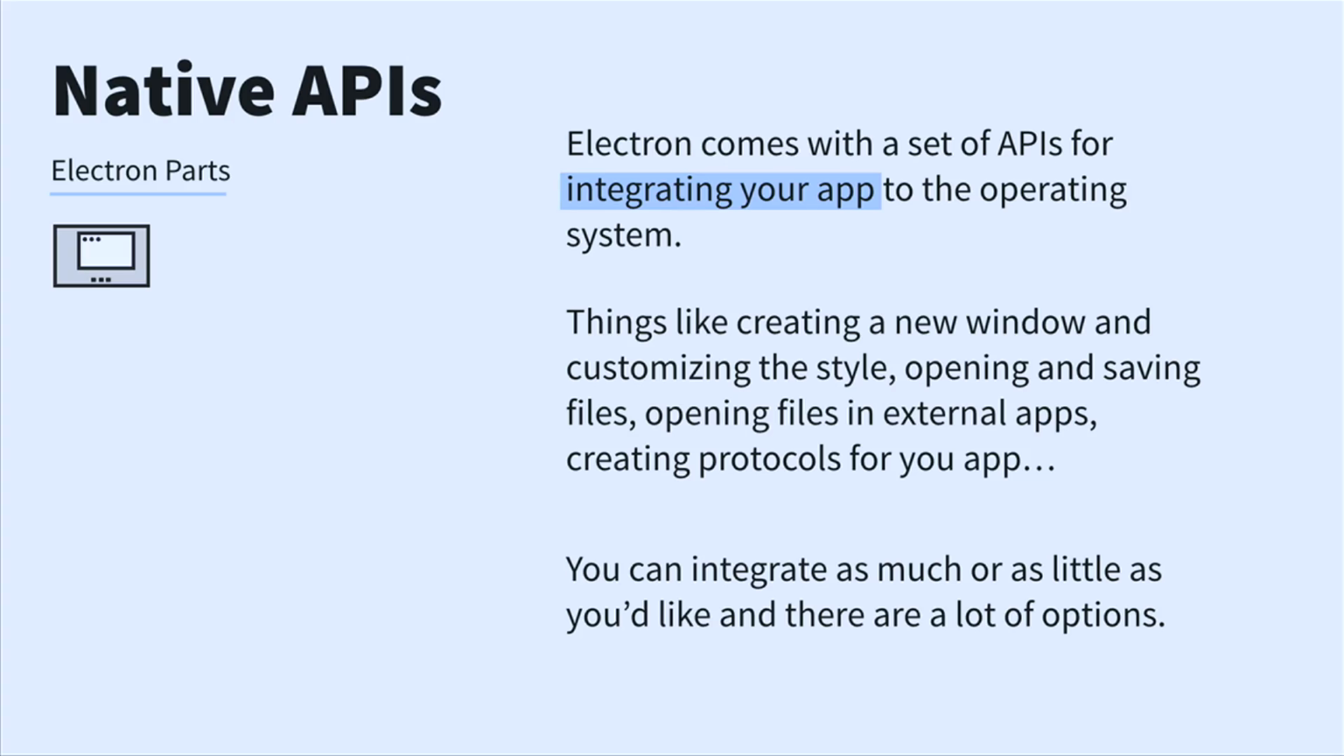And then finally, Electron has a set of native APIs for integrating your app into the desktop, because Electron's not a shim around a web view. It's not just showing you a web page. The set of APIs is to really let you build a native app that works and integrates with the operating system like a native app. So doing things like opening windows, changing the style, creating protocols, it's really up to you to integrate as much or as little as you want.